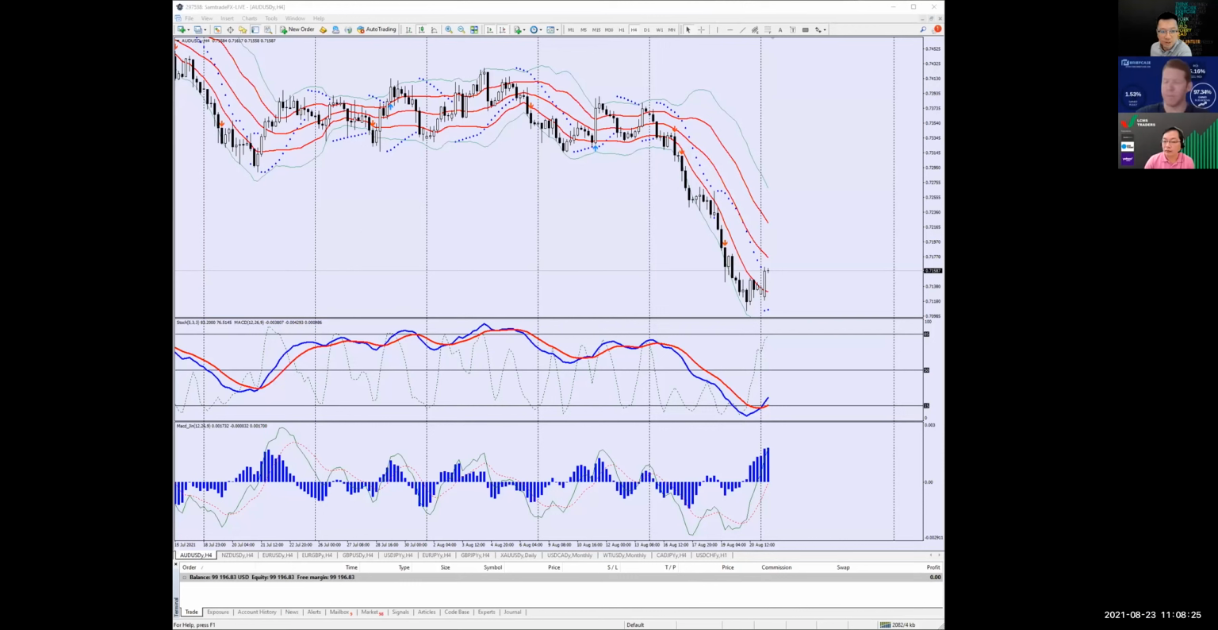This is the Aussie US on H4 time frame. You have noticed I cleared out all my lines. The question I always get is, how do you draw? What do you do when you're looking at support resistance lines? How do I define support and resistance lines?